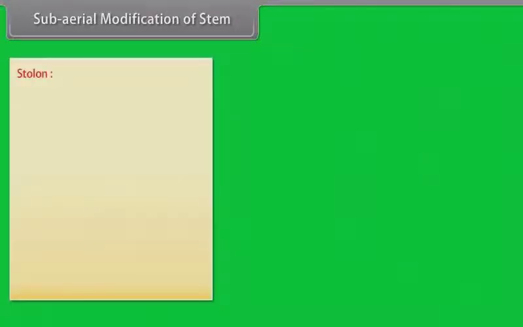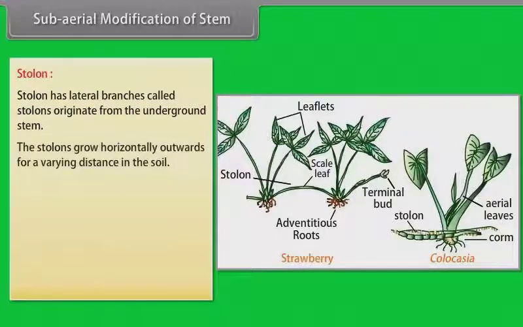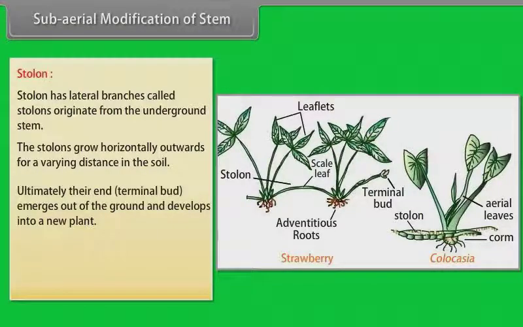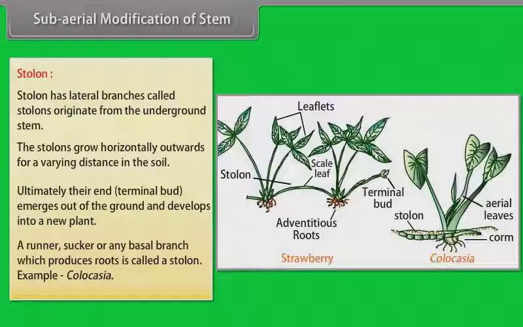Stolon. A stolon has lateral branches, called stolons, that originate from the underground stem. The stolons grow horizontally outwards for a varying distance in the soil. Ultimately, their end terminal bud emerges out of the ground and develops into a new plant. A runner, sucker, or any basal branch which produces roots is called a stolon. Example: Colocasia.